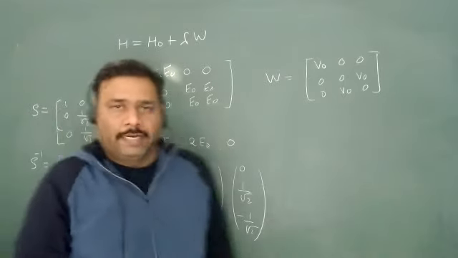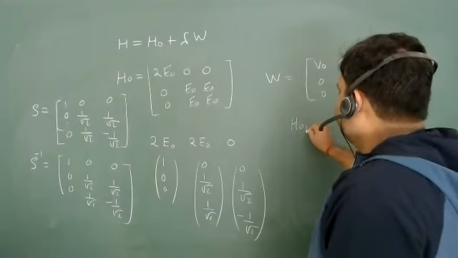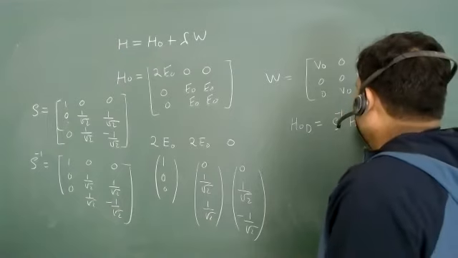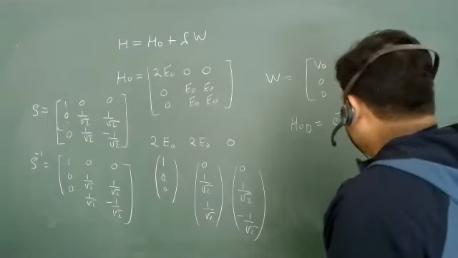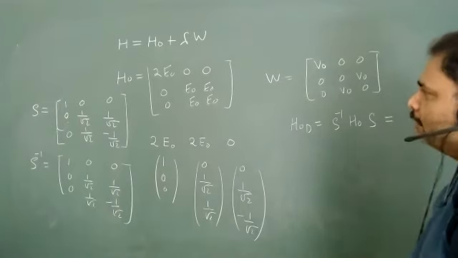So we have to write the diagonalized thing. So what will be H naught D? H naught D is equal to S inverse H naught S. This is my H naught D. So what should be the answer? Can anybody give me the answer?